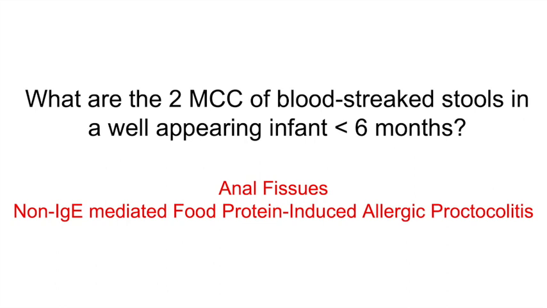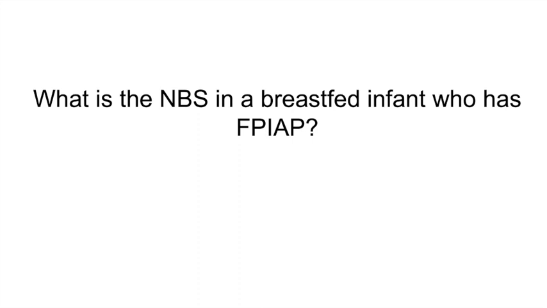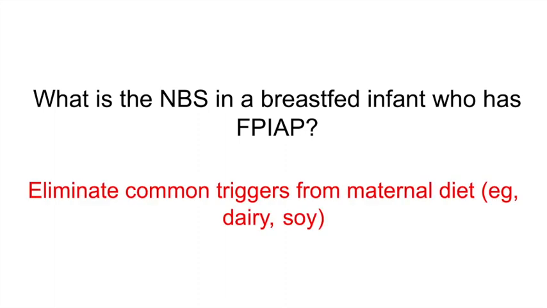What is the next best step in a breastfed infant who has FPIAP? Recall that FPIAP is the condition that we just talked about, food protein induced allergic proctocolitis. The next best step is to eliminate common triggers from the maternal diet, for example, dairy and soy. Soy-based formula is not recommended due to the potential cross-reactivity between cow's milk and soy protein.